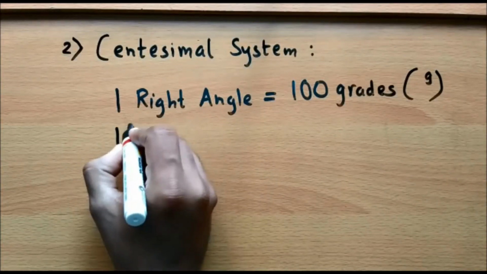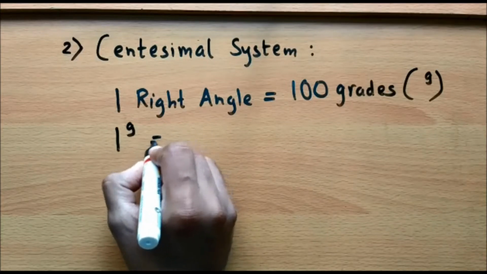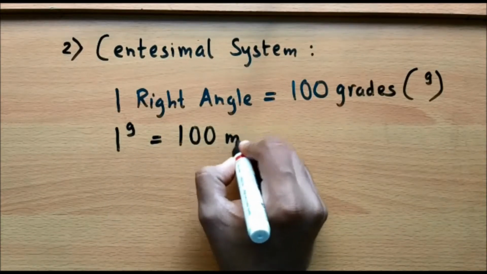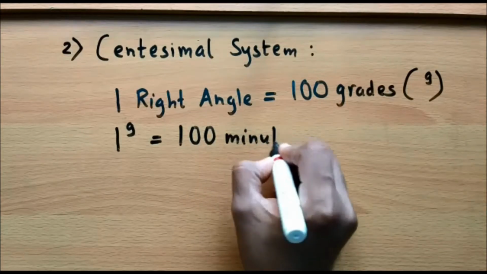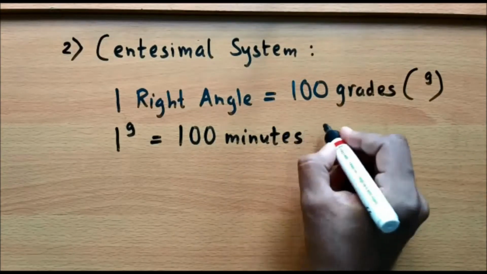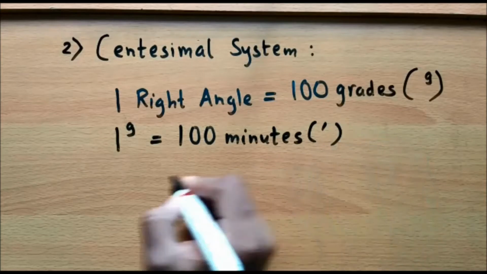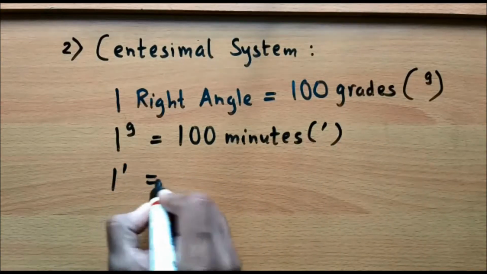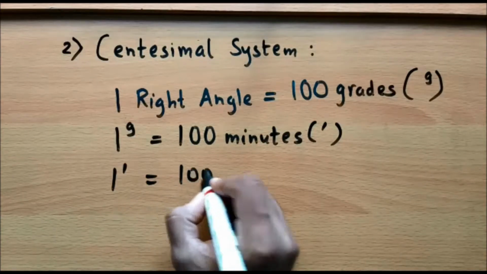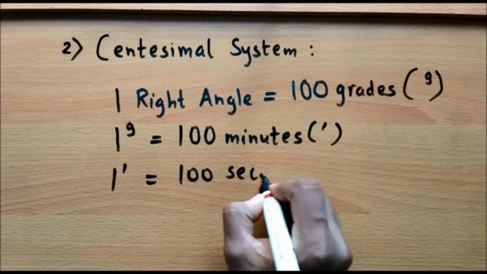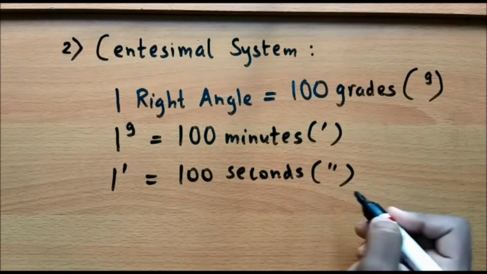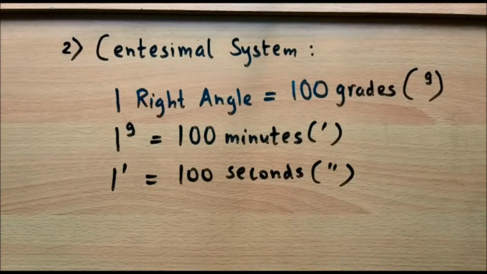Further, one grade is again divided into 100 equal parts, and they are called minutes. So one grade gives you 100 minutes, again a single dash. And lastly, 1 minute is divided into 100 seconds. So here the base is 100, and for seconds you have 2 dashes. I hope this one is clear.